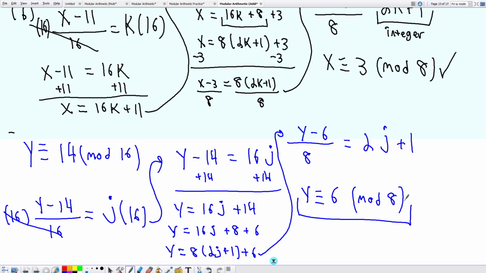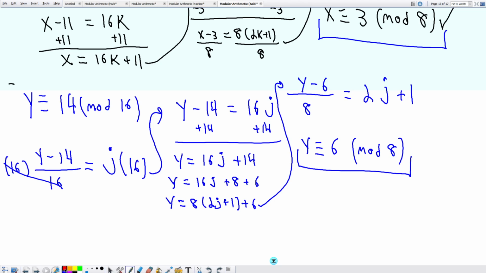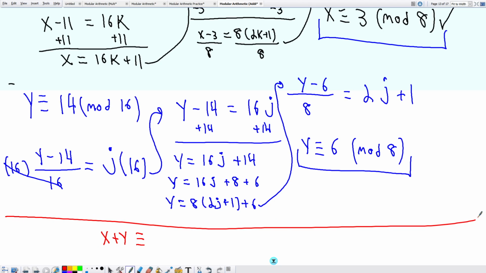So let's combine this fact and our fact over here. And now we can find the remainder of the sum. The remainder of the sum when divided by 8, which I'll do in red. So I want to find x plus y under mod 8, which I know is the same thing as x is congruent to 3 mod 8, and y is congruent to 6 mod 8. Therefore, we have that 3 and 6 is 9, and 9 is equivalent to 1 mod 8. So giving us our final answer of x plus y is congruent to 1 mod 8.